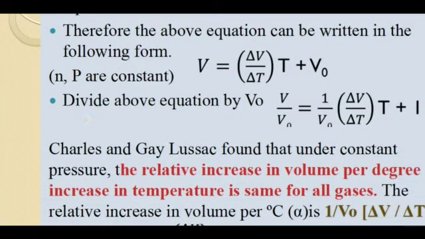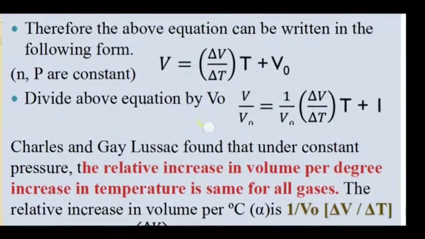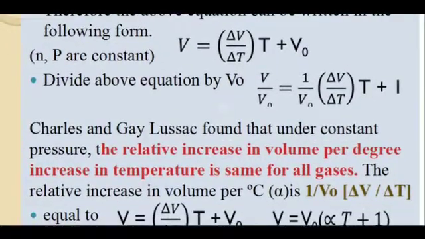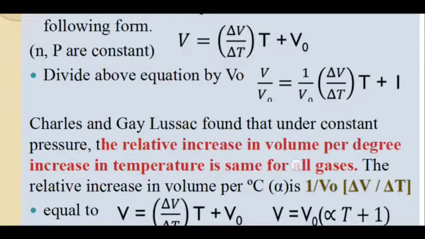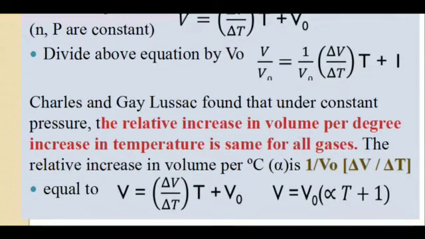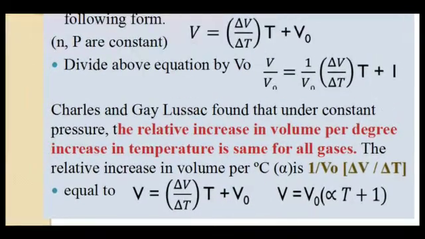Then divide the above equation by V naught. We are getting V by V naught is equal to 1 by V naught into del V by del T into T plus 1. How plus 1? Already we have V naught, so both cancel. So we write directly plus 1.